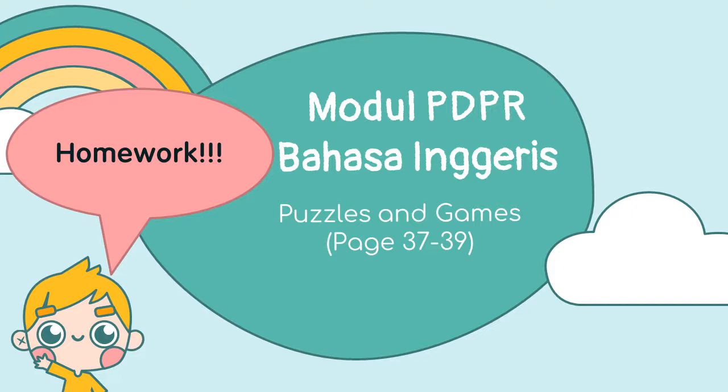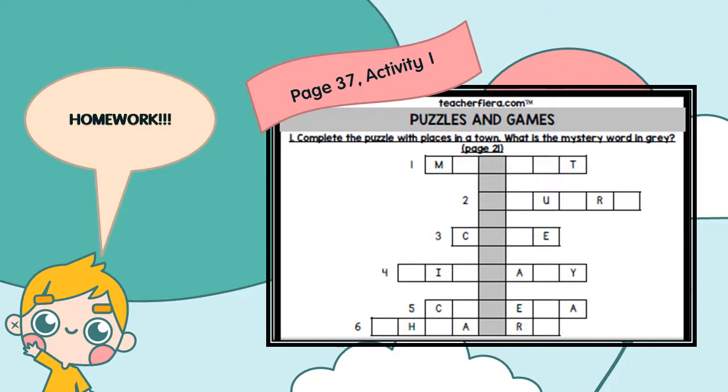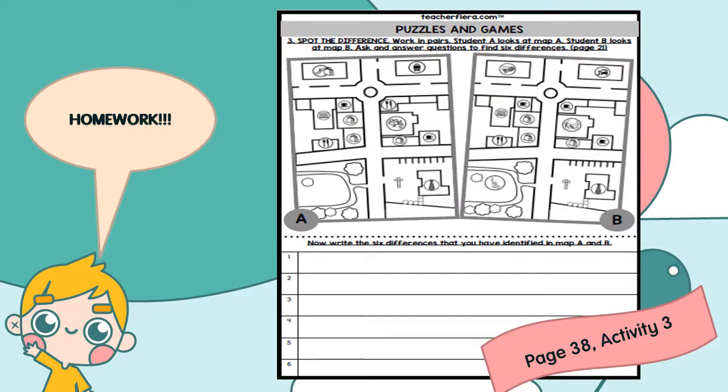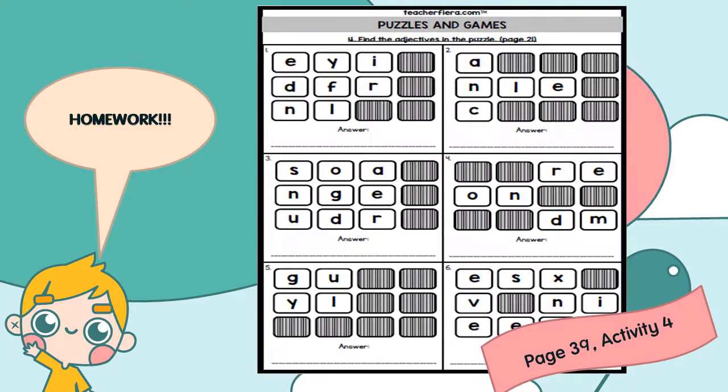Now it's homework time. Please refer to your module PDPR Bahasa Inggeris, page 37, 38 and 39. This is your module PDPR page 37. Please answer activity 1 only. Then, please answer activity 3 on page 38. And lastly, don't forget to answer activity 4 on page 39.